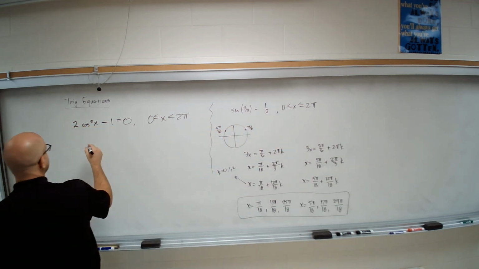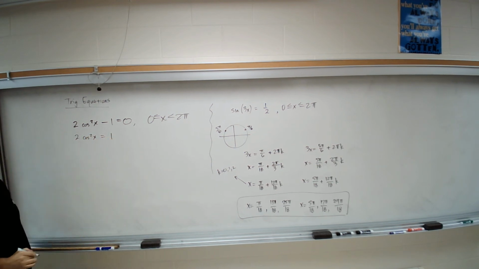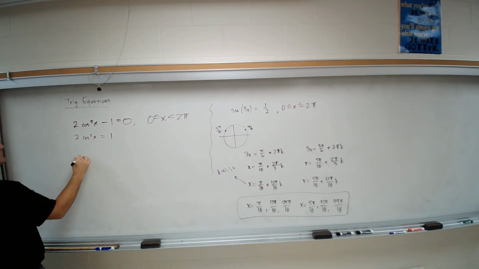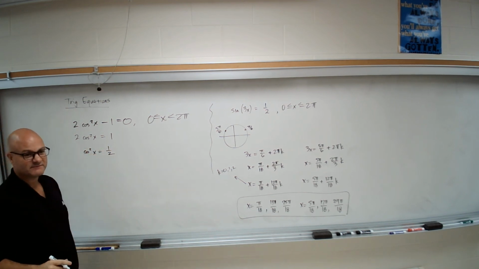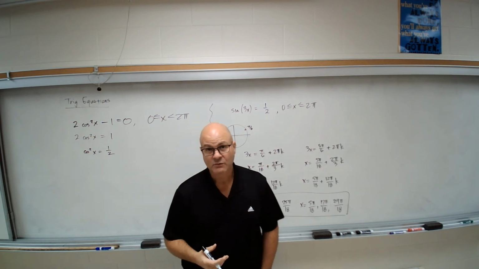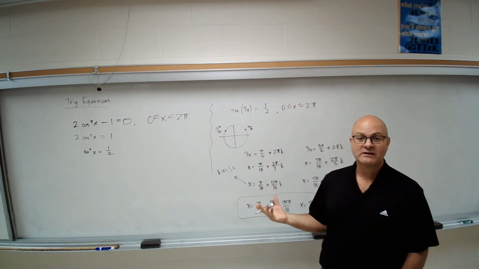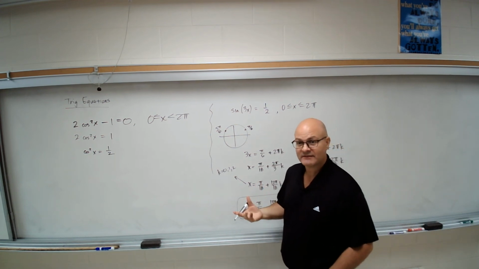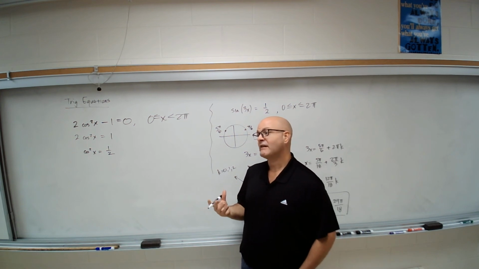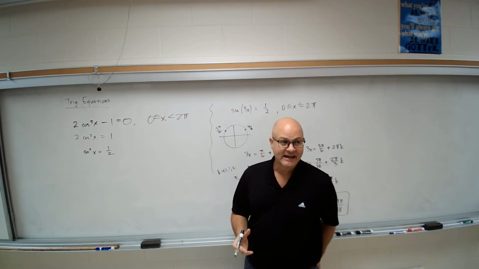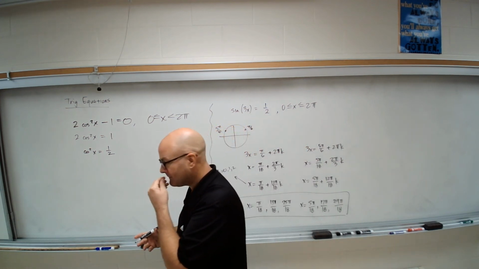So in this case, 2 cosine squared x equals 1. Divide by 2. Cosine squared x equals 1/2. Now to get rid of a squared, like we always do, we're going to square root both sides. But remember, that means one side gets a plus or minus. That's where people tend to miss this, is they forget the plus or minus. Anytime you're solving an equation and you decide to take an even root of both sides, you have to include a plus or minus sign.